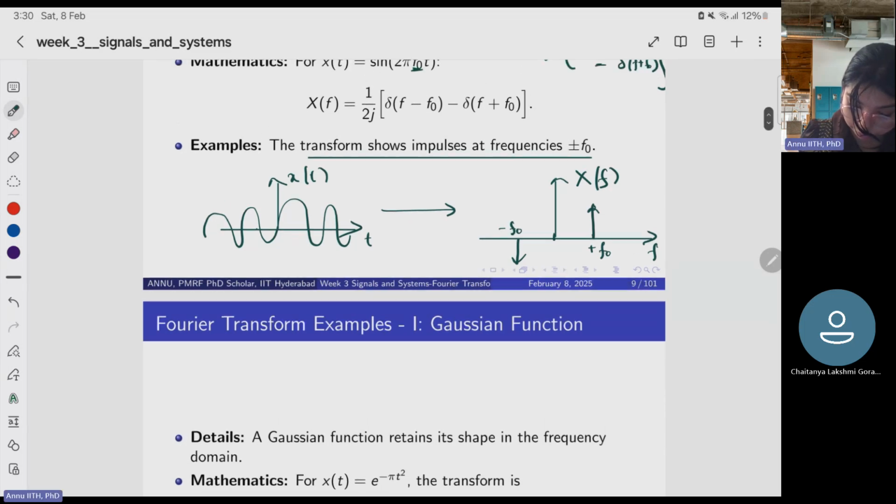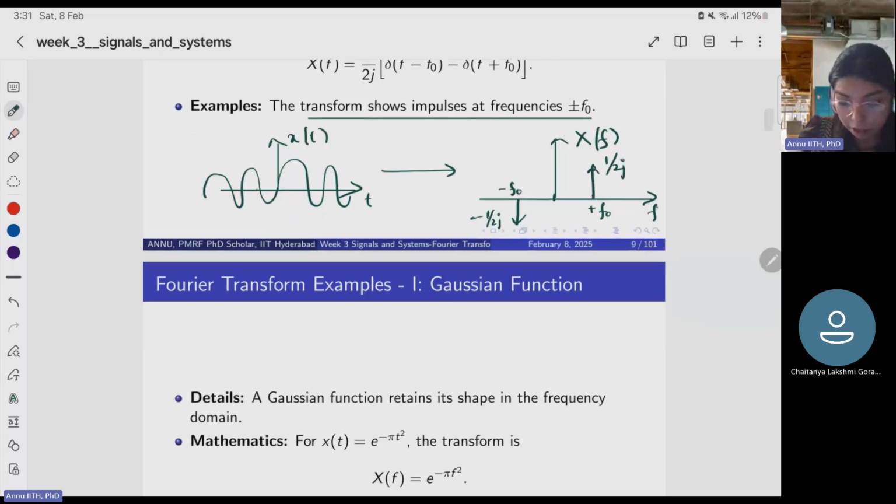And what is the magnitude of this? It is minus. Right? This is minus. And if you say the positive magnitude, the j will go because mod of j is one. Okay. So the sine frequency carries a single frequency or a single tone. So that's why sine frequency is a single tone.